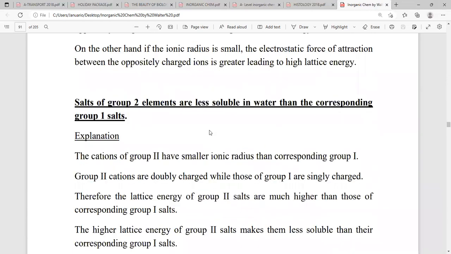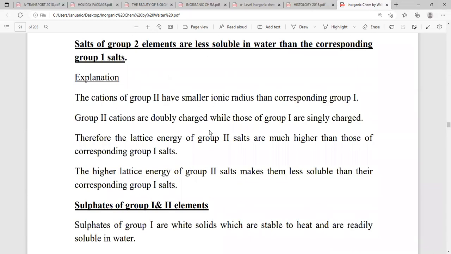Then we have some of the salts of group 2 elements. They are less soluble in water than the corresponding group 1 salts. It's because of the same reasons. The group 2 cations have a small ionic radius and they are doubly charged compared with the ones of group 1. So therefore, the lattice energy of group 2 salts is much higher than those of group 1 elements. The higher the lattice energy, the less soluble the salts are.